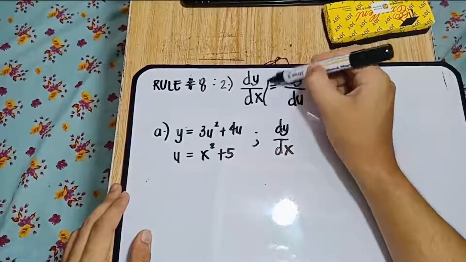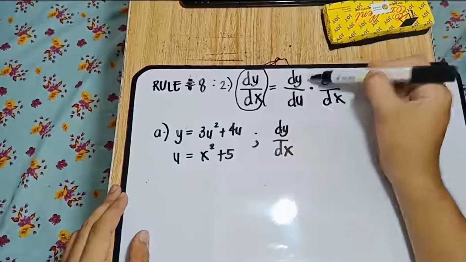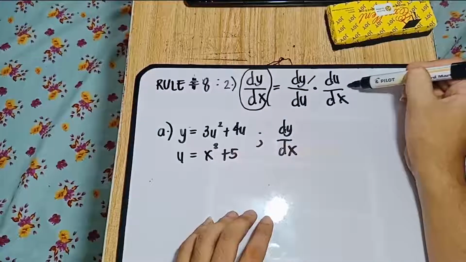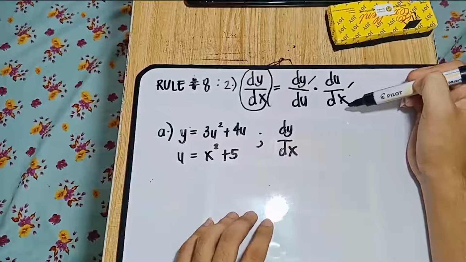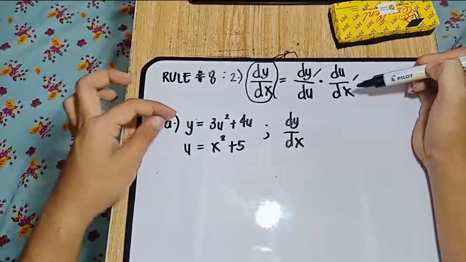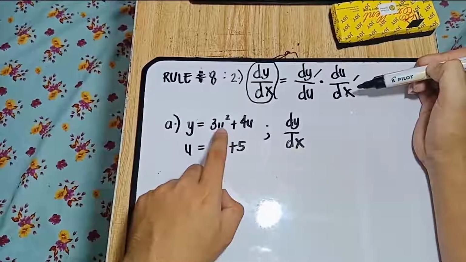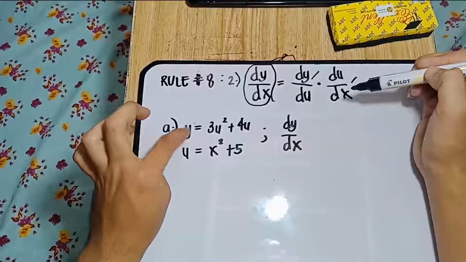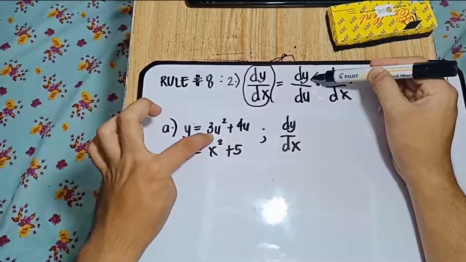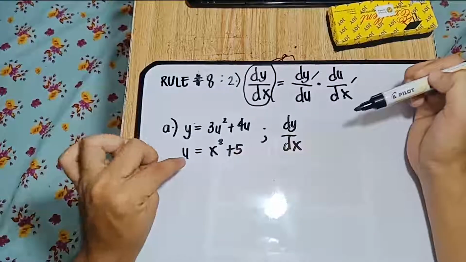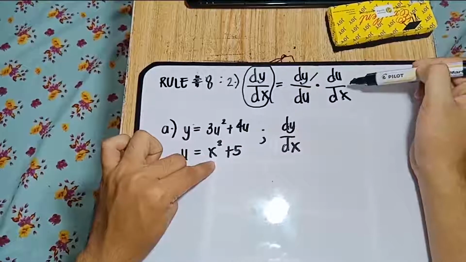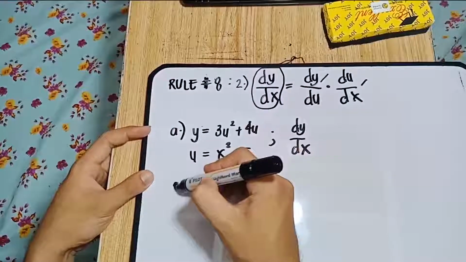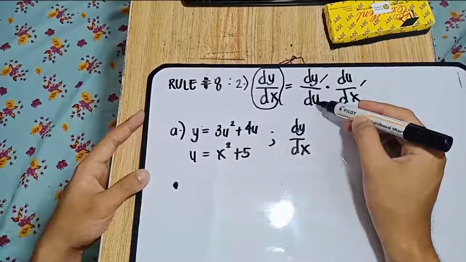So, to be able to solve for dy over dx, kailangan mo munang kunin yung derivative of y in terms of u. And then, derivative of u in terms of x. So, paano ba yan? So, dun sa una nating function, itong y equals 3u squared plus 4u, makukuha natin ang derivative ng y in terms of u. So, ito yon. Then, dun sa pangalawa, derivative of u in terms of x. So, ito yon. So, kunin na nga natin, derivative nung y in terms of u tayo.